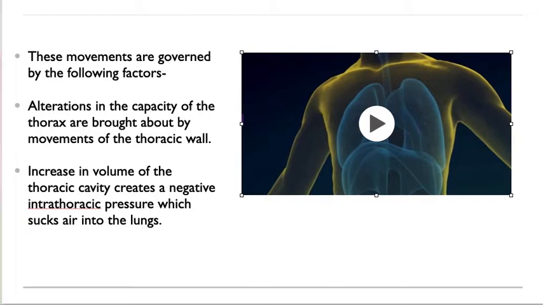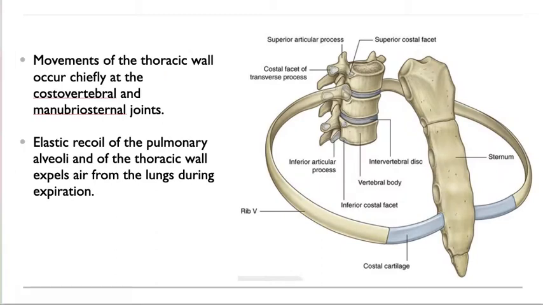Increase in volume of the thoracic cavity causes an intrathoracic negative pressure, which is sucking air into the lungs. Movement of the thoracic wall chiefly occurs at the costovertebral joint and the manubriosternal joint. Elastic recoil of the pulmonary alveoli and of the thoracic wall expels air from the lungs during expiration.